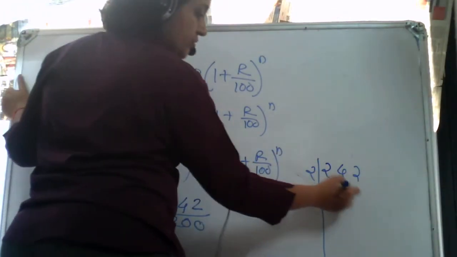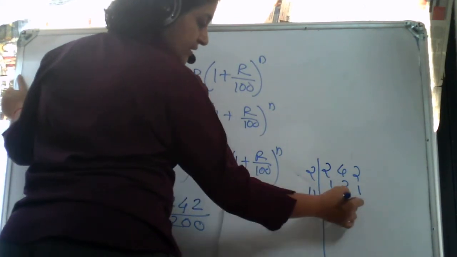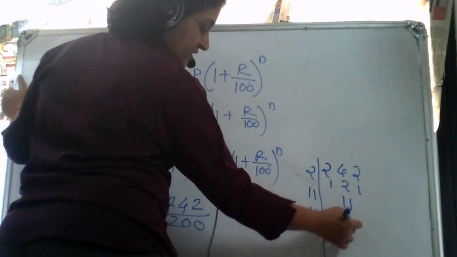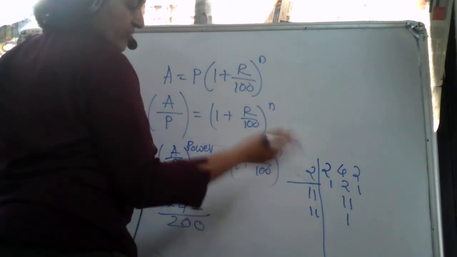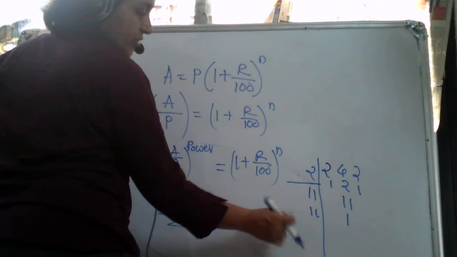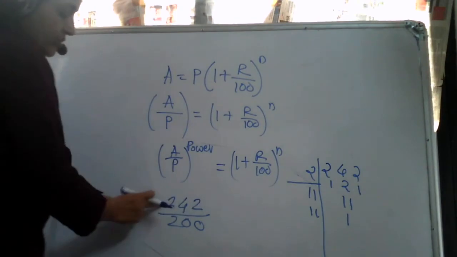2 ones are 2, 2 twos are 2... So again 121 means 11, 11 elevens are 121. So what is the number that is stopping you from finding the square? 121 is the square of 11. How will I get 121 from this 242?